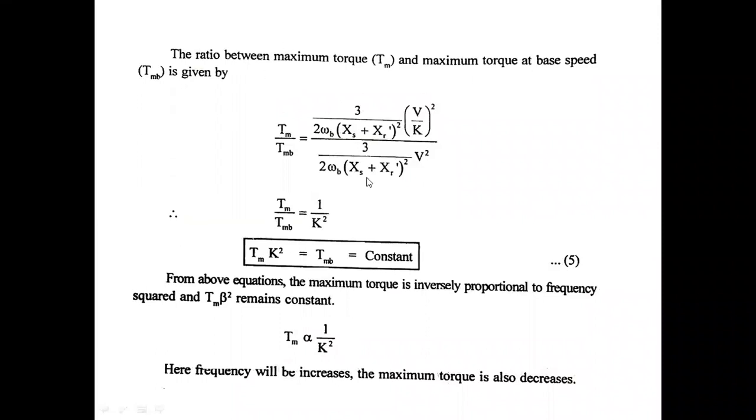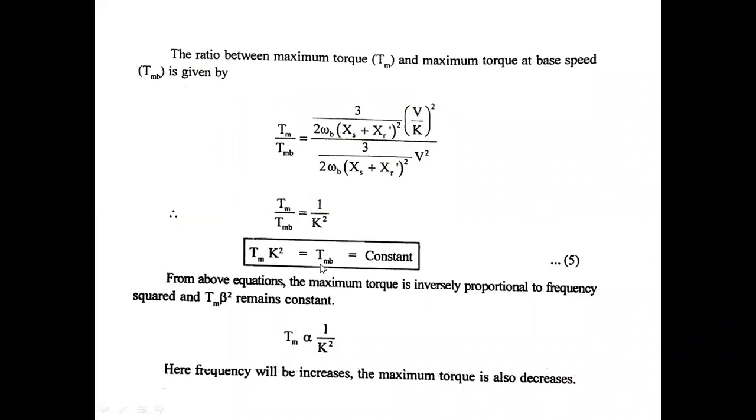So now I can write the ratio of these two. And once I write the ratios, what happened? This term will be cancelled, this term will be cancelled, and v by k whole square divided by v square will be available, and again v square also gets cancelled, remaining 1 by k square is available. And that I am writing: Tm by Tmb is equal to 1 by k square. So now if I cross multiply, Tmb equals the maximum torque at base speed, or we can say base frequency. Base speed, base frequency, both are common.